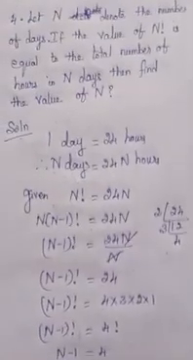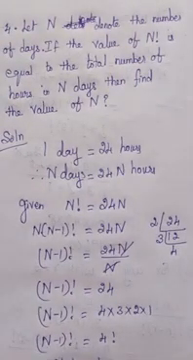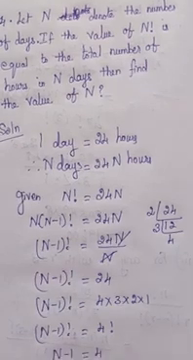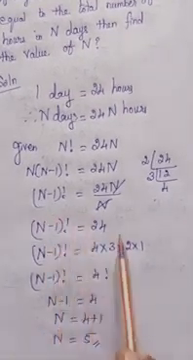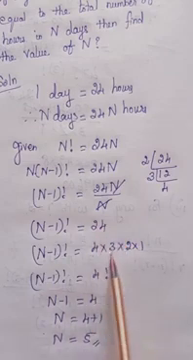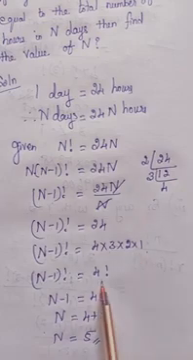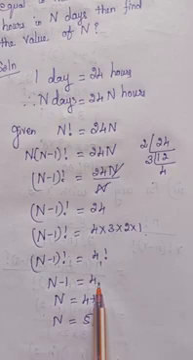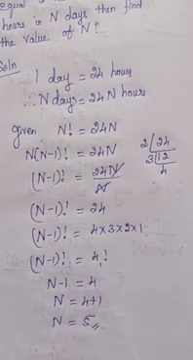So the question is given, let n denote the number of days. If the value of n factorial is equal to the total number of hours in n days, then find the value of n. Okay? So how can we write? In such a way we can write it. 24 means 4 into 3 into 2 into 1. So we have made it as 4 factorial. Now inside the content, n minus 1 equal to 4. From that we are getting n is equal to 5.